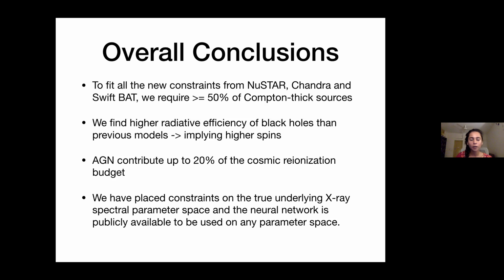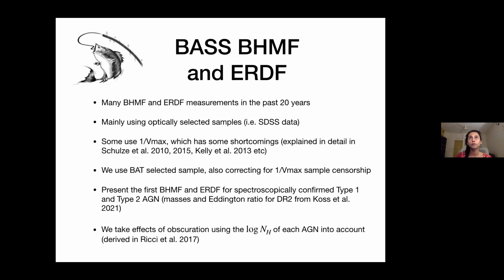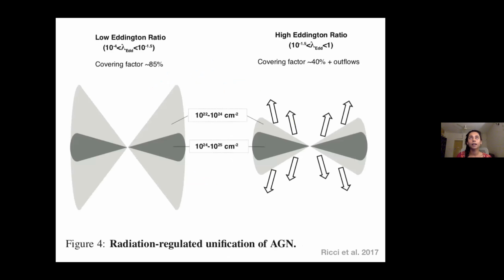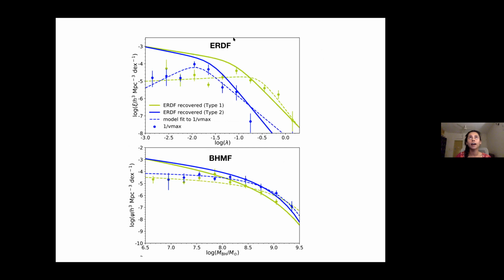So we are currently working on BASS, the black hole mass function and the Eddington ratio distribution function. Because of the Swift-BAT selection function, we constrain the type 2 AGN black hole mass function as well as type 1. And we have some interesting results coming up, and we hope to submit that within a month or two. We find that type 2 AGN have a lower number density of Eddington ratio at high lambdas, and the black hole mass functions are more or less consistent for type 1 and type 2. So we have some exciting results coming up.